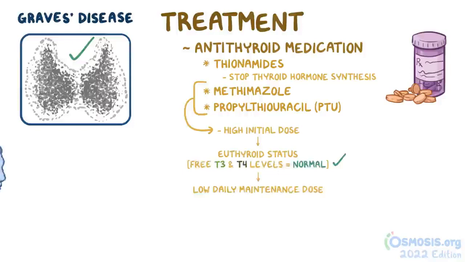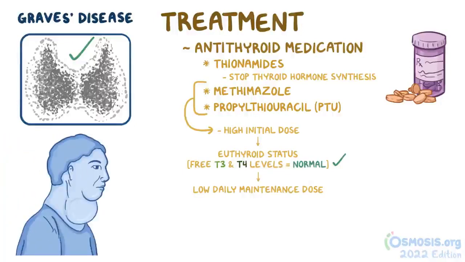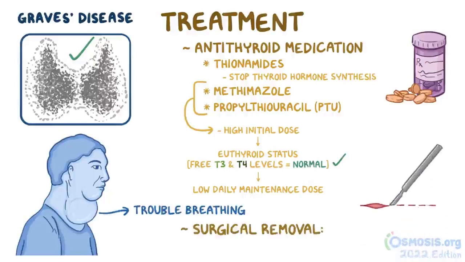If individuals have really large goiters that compress nearby structures like the trachea and cause trouble breathing, or the recurrent laryngeal nerve causing hoarseness, surgical removal of the thyroid gland can be performed, and this is called thyroidectomy.